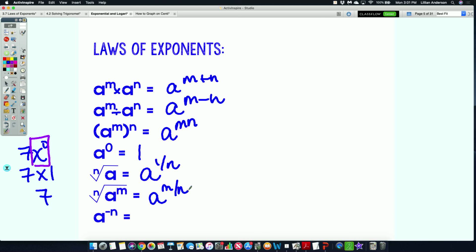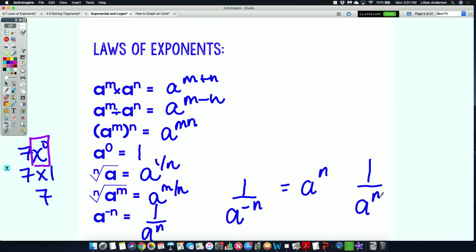And then last but not least is your negative exponent property or law. 1 over a to the n. So also if you have something like this, where you have 1 over a to the negative n, that will become a to the n. And then if you ever had something like this, how can I make it so that it's no longer a fraction? It will be a to the negative n. So don't forget, that property applies across the board with all of these different ones, okay?